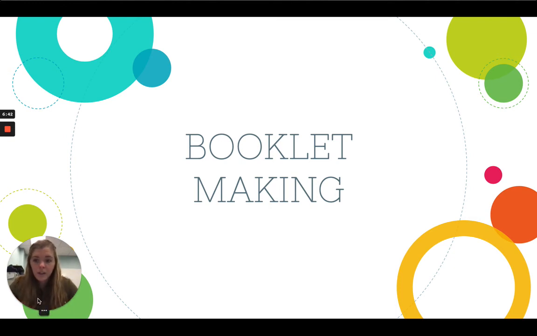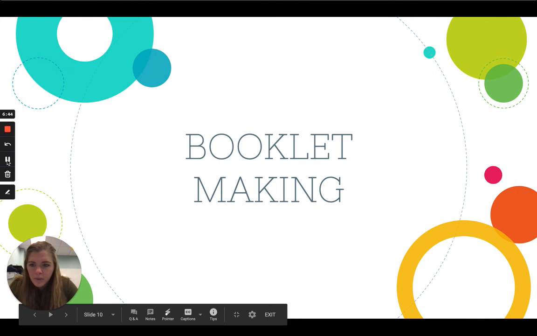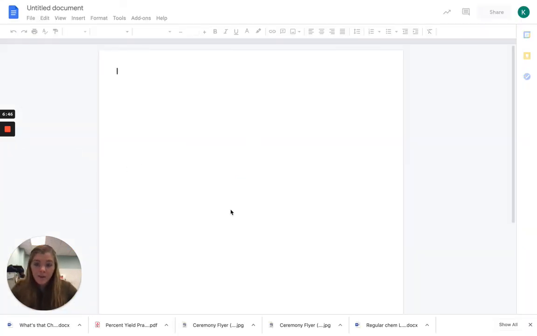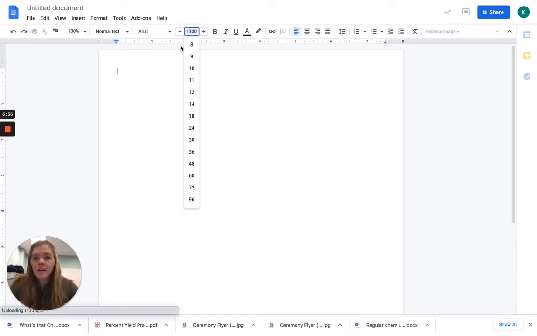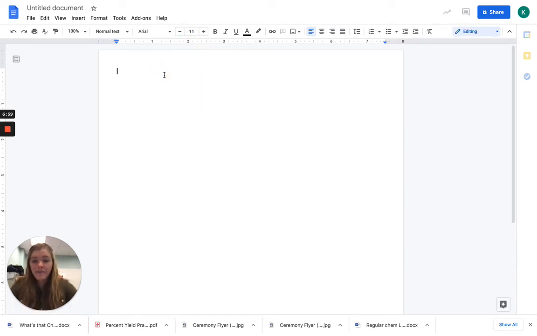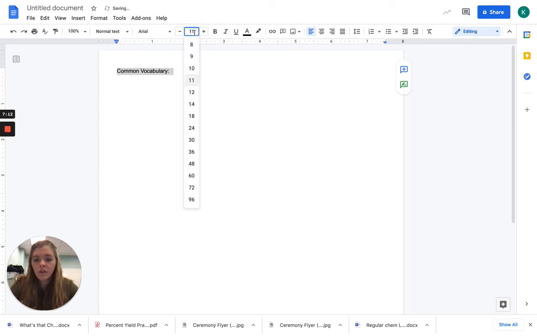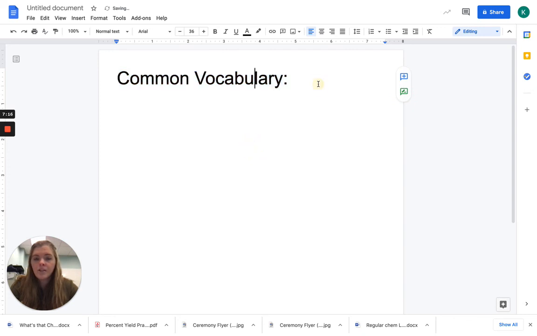Let me pause it really quick and pull up a Google Doc. Okay, I'm going to pretend this is a page of my book. I'll make my font a little bit bigger so you can see it. On the first page of my book, I would just have common vocabulary. I would include that in my book. I made this bigger and then it didn't do anything. Okay, so common vocabulary.